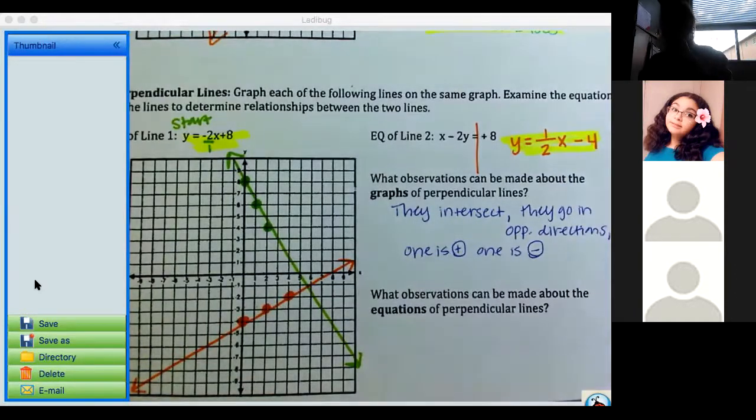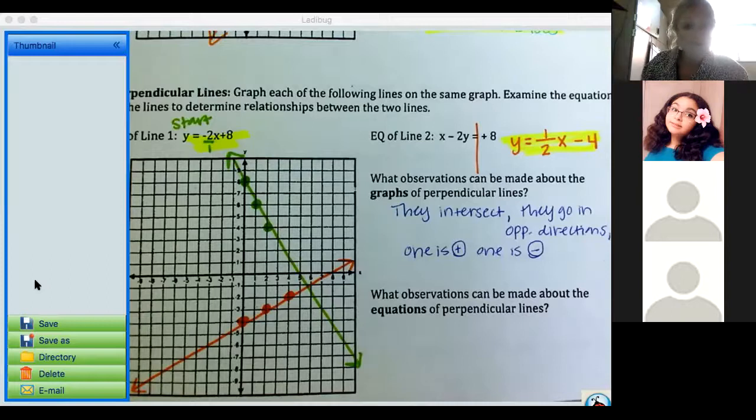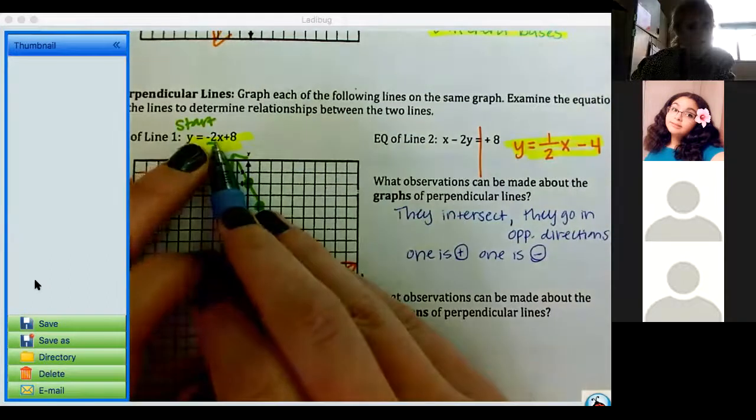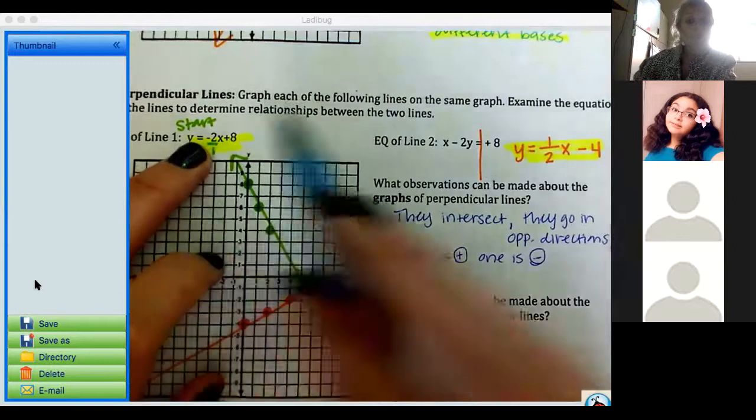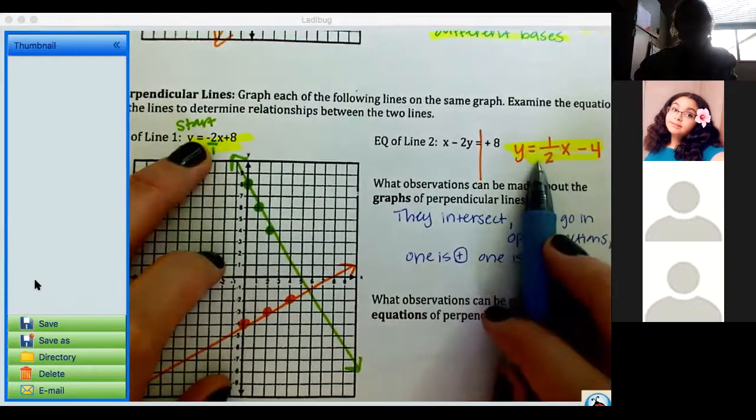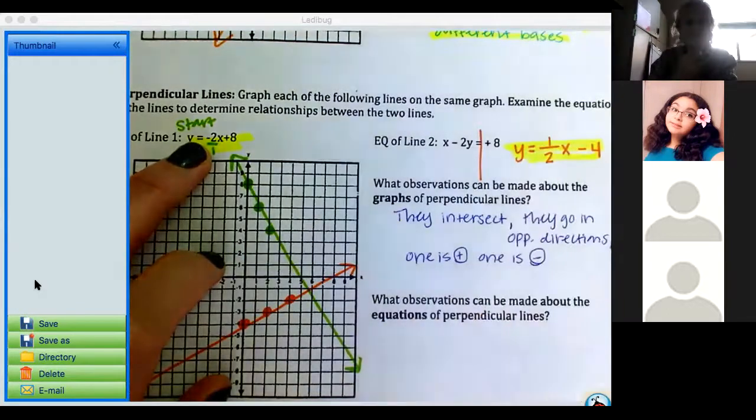Those equations. I can't hear you. I know you're saying the right thing, I just can't fully hear it. Okay, Brooke said one slope is an integer because it's a whole 2. Does everybody see that? And what's the other one? A fraction. That's actually very important.